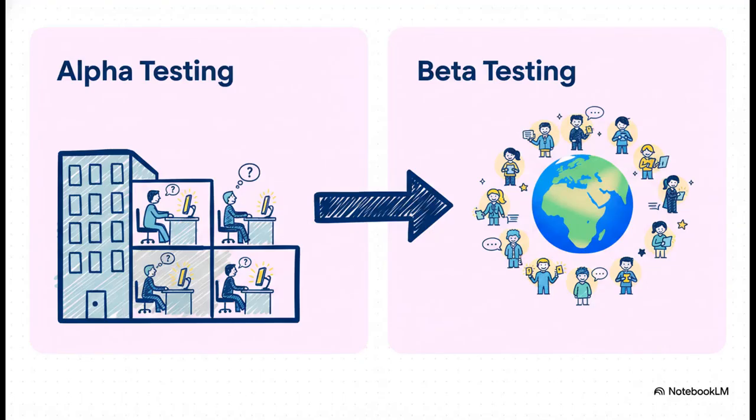Two really key types of testing you'll hear about are alpha and beta. Alpha testing is done in-house by the company's own employees, who are hunting for bugs before the product is ever seen by the public. Once it passes that stage, it moves to beta testing. That's where a limited number of real users test it in a real-world environment. This is the final dress rehearsal, and it's basically the firewall against a disastrous launch day.